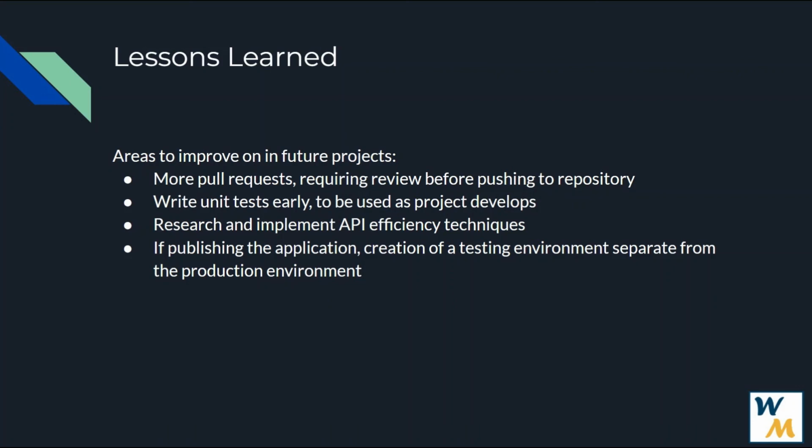The third one is, as Caleb said, the Google Places API was slow, and for our application, slow is bad. So we definitely want to go in and figure out how we can improve that to make it more efficient. One thing we could do is figure out what fields we need and see if we can ignore some calls and not grab fields that we don't need at all. And then finally, if we publish this application, we would definitely want to set up multiple environments.